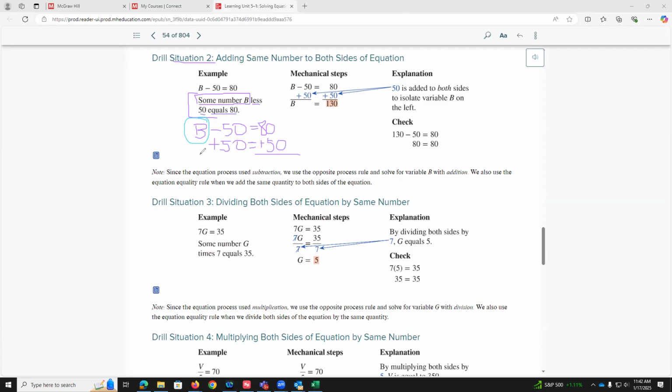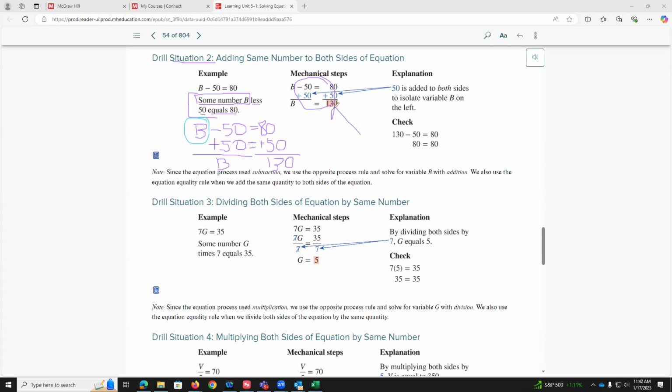So now we know on the left side of this one, we've got our B all by itself. So we nailed it on that. Now we've got to add 80 plus 50, and that's going to be 130. Now, I can look over here, right, at my mechanical steps and I can see right on, I did this one the right way. This is how I would actually encourage you to go through these chapters in this way.